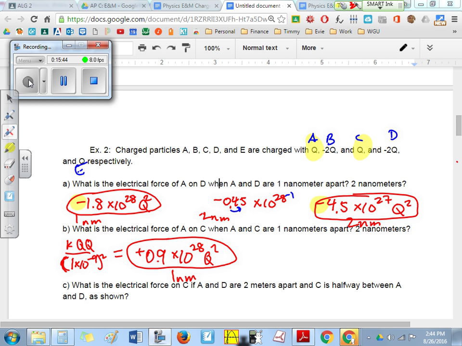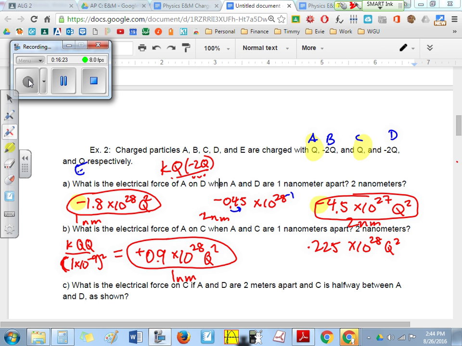So see how I'm saving time by not recalculating? Because last time there was a K, Q, and a 2Q on top, and now there is no 2 on top. I'm just assuming that the answer for the first question on part B is just half of the answer for the first question on part A. So we're trying to not really recalculate if we can help it. And then the same thing happens. When you go to the 2 nanometer case, the force gets cut down to 1/4, right? So now what's 1/4 of 0.9? It would be 0.225. Okay, so 0.225 times 10 to the 28th.